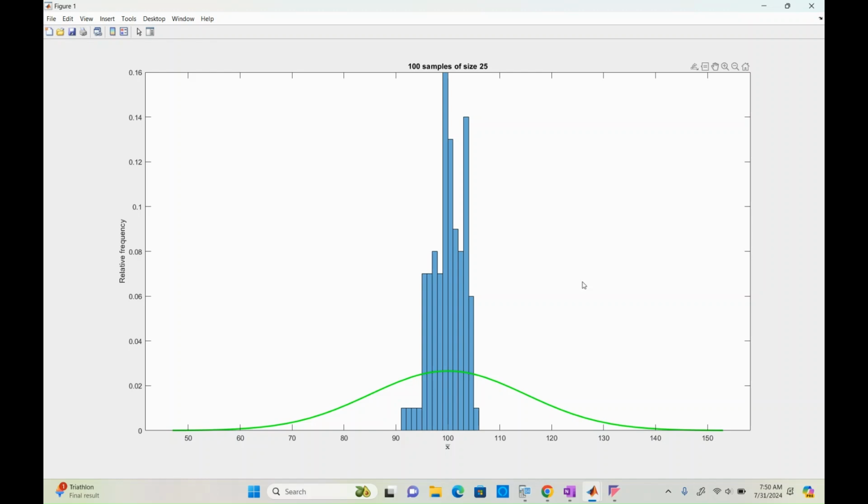Okay. And this is because, again, this is random, so there's no guarantee that my samples are going to come out the way I expect here. But again, this is what it would look like if I sent out 100 students, each survey 25 people, average the IQ, report that back to me, and then I put it in this histogram.